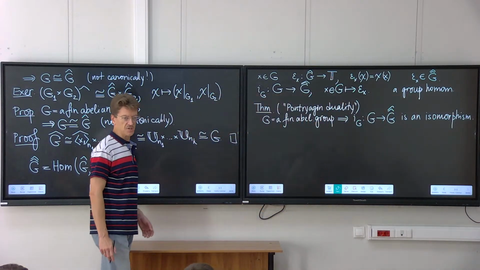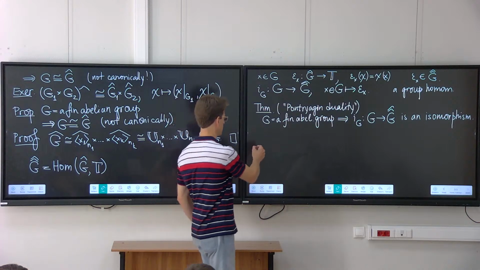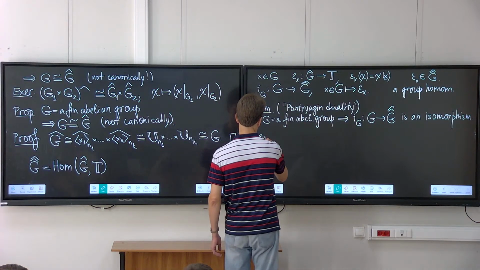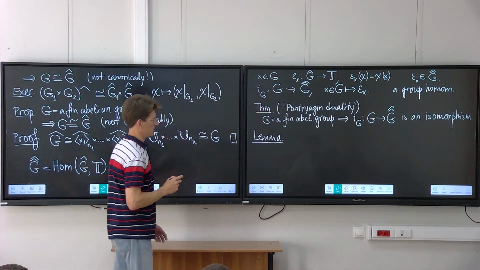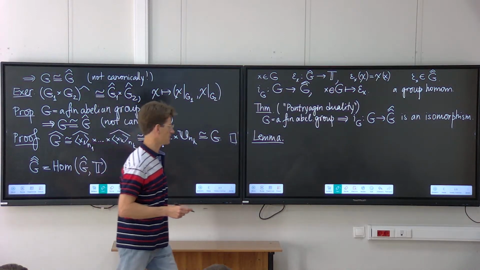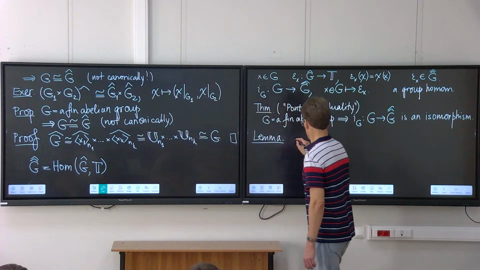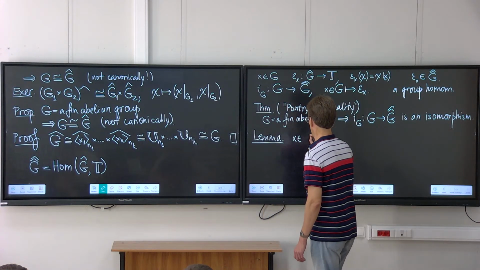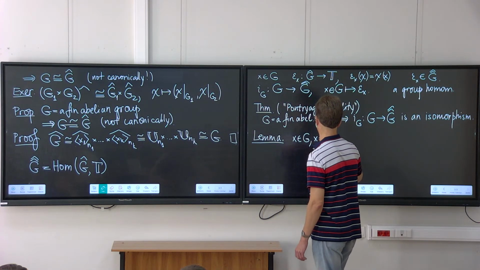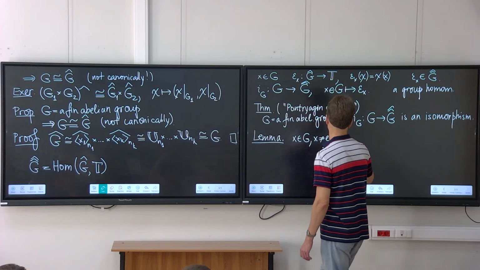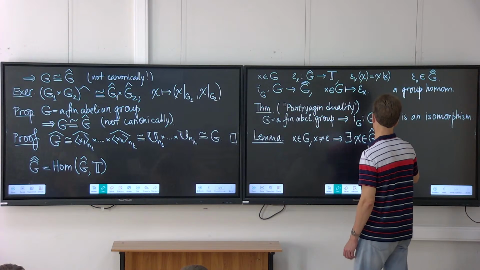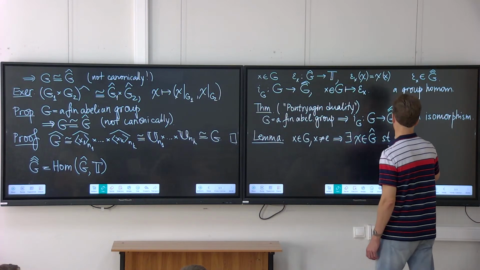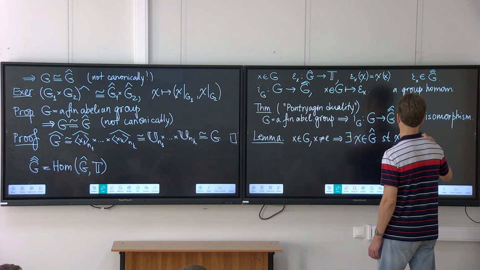The proof is essentially based on the following lemma, which roughly states that characters separate the points of G. If x is an element of G and is not equal to the identity of G, then we can always find a character chi of G such that chi of x is not equal to 1.